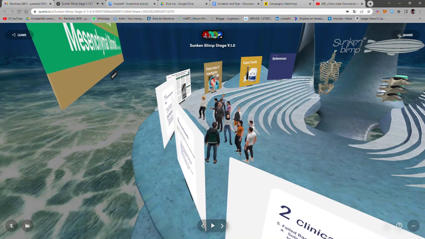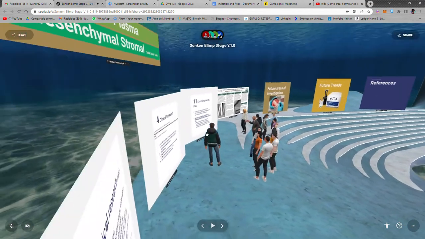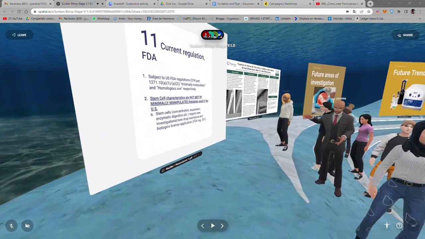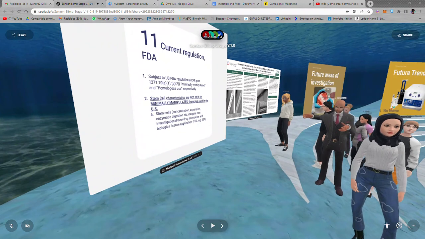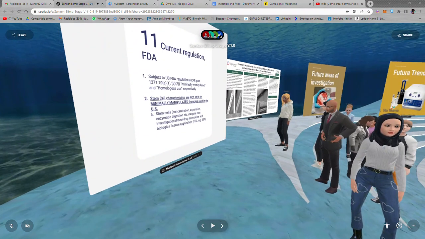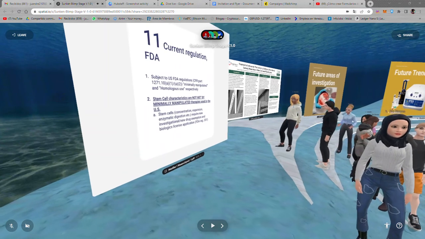I touched on this already, but the FDA regulation on this is important. It is evolving. Recently, allogeneic stem cells were under a lot of scrutiny for claiming that they had viable cells. Okay, so that's about it for bone marrow.